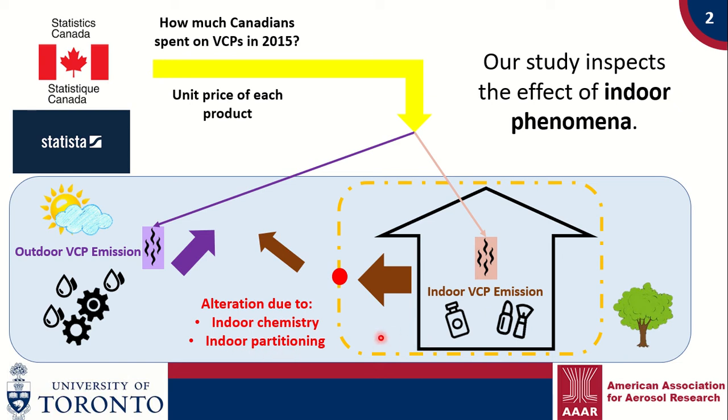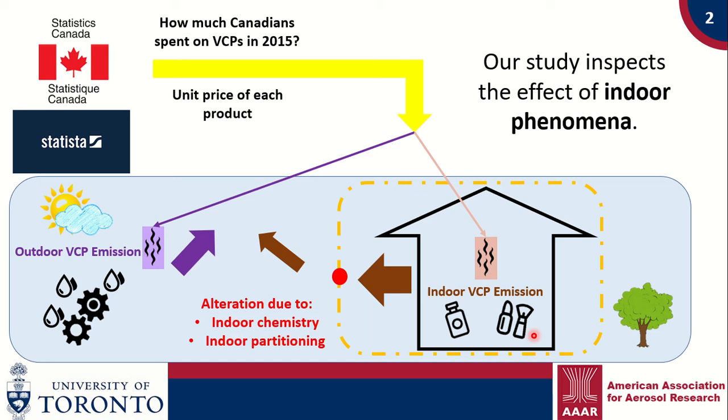So our future work is going to deal with indoor partitioning, but for this presentation, I'm going to be more focused on the role of indoor chemistry. So we want to see how much the different reagents that are present indoors change the initial VCP emissions before they have the chance to migrate outdoors. And the significance of this study is that we may have some judgment about how accurate our original emission inventories are for assessing the air quality implications and consequences of VCP emissions.